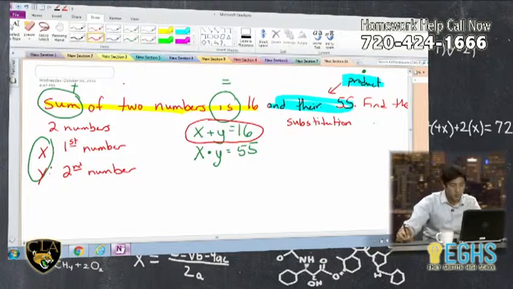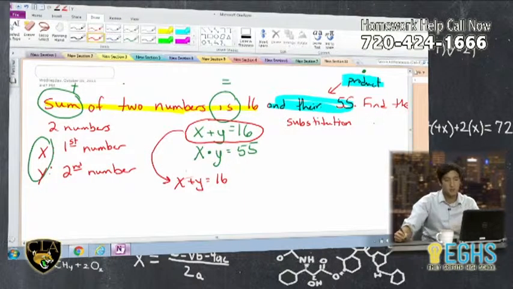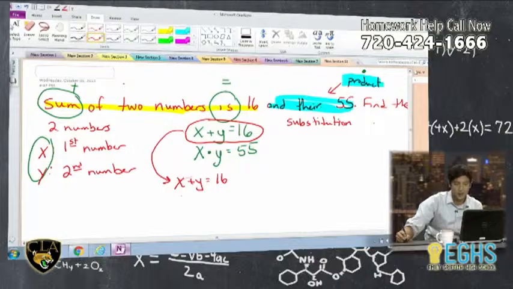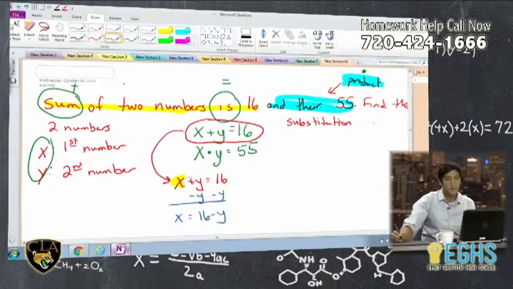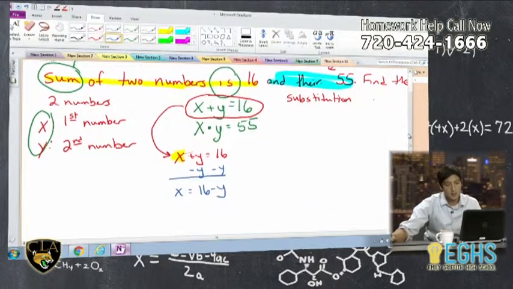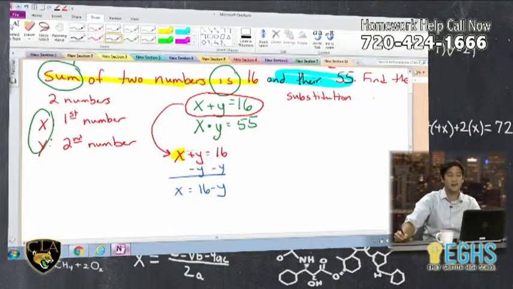easier to work with. So x plus y equals 16. I'm going to pick one of these, and I don't really care which one it is, but I'm going to solve for x. In order to solve for x here, I need to get x by itself. So I'm going to subtract y from both sides, and I'm going to get x equals 16 minus y. All right, so with this now, I've solved for x in terms of y.